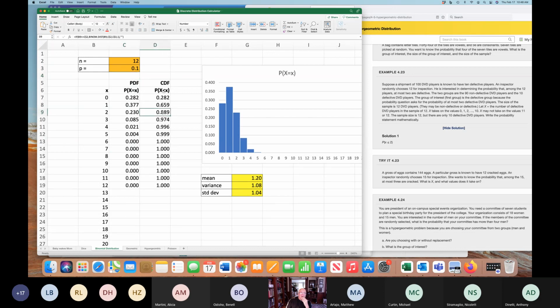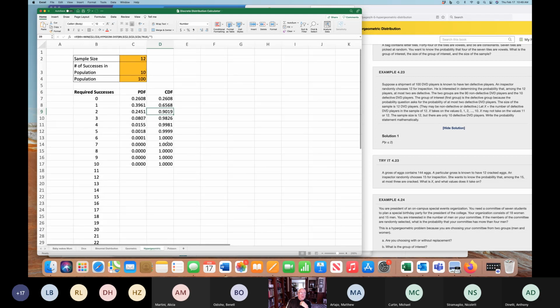Why do we get a different number? We get 0.889. What do we get in a hypergeometric? We got 0.9019. Can we say it's rounding error? I don't think we can. I would use a binomial distribution for this, but that's okay. There are only 10 defective. Write the probability statement: the probability that x is less than or equal to 2.